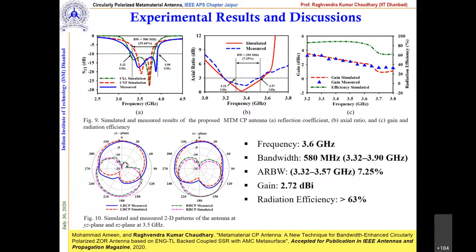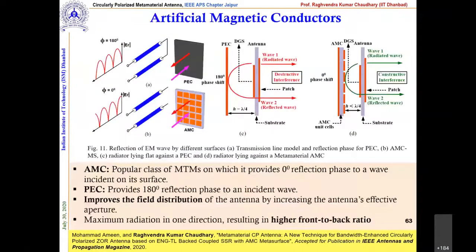Now how we improve later on: we used metasurfaces, correct. Here we used artificial magnetic conductors. The idea is quite clear, and a lot of work has already been done. We just integrated it here. If you see the PEC, and the wave impinges over the PEC, definitely we get a 180-degree phase shift. Now what is the property of an AMC? We do not have a phase shift in the reflected wave, correct.